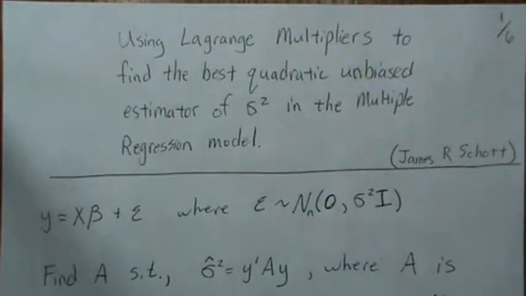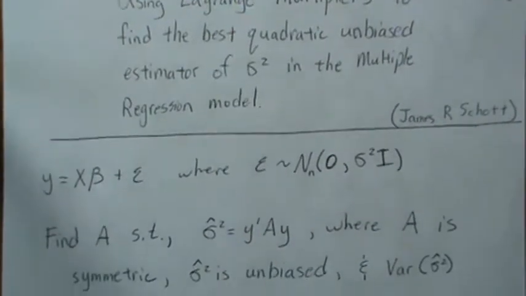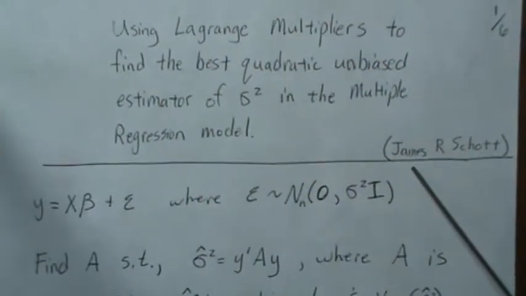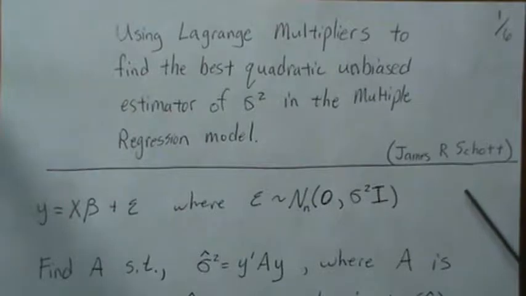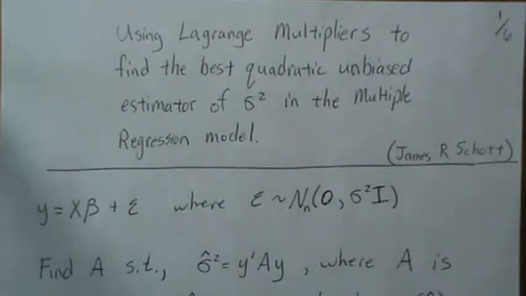Okay, this is a video on using Lagrange multipliers to find the best quadratic unbiased estimator for sigma squared in the multiple regression model. Now it's 6 pages, so it's a little bit longer, but it's a fun video. And this is taken from James Scott's book, Matrix Analysis for Statistics. And what I do is I take his example and fill in much of the in-between steps.